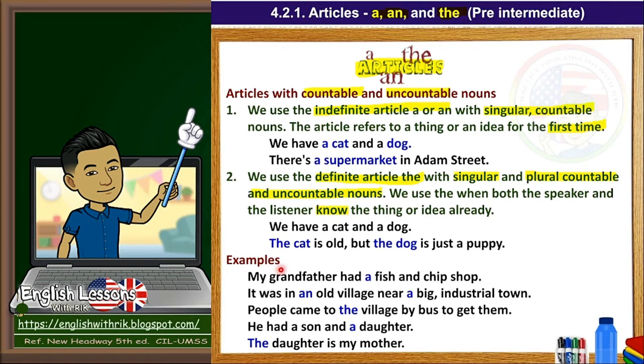Here are some more examples. My grandfather had a fish and chip shop. It was in an old village near a big industrial town. People came to the village by bus to get them. He had a son and a daughter. The daughter is my mother.